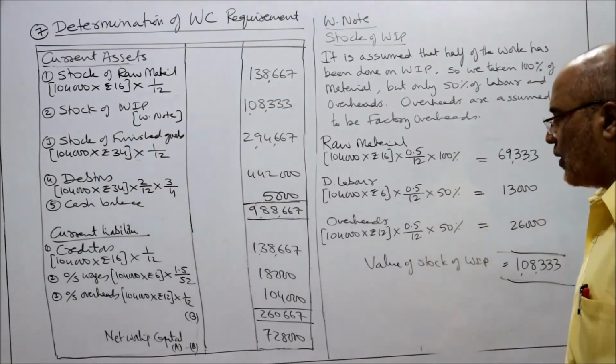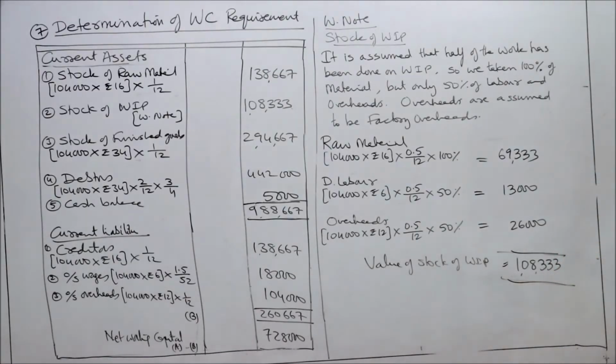So in this problem, the new points are outstanding wages, outstanding overheads, and creditors. Every problem will have these. So not much difference between this problem and the previous problem. One more new point we came across is debtors. While calculating debtors, we multiplied by 3/4 because it is given in the problem that 1/4 of the goods are sold for cash. So only 3/4 of the goods are sold on credit. That's all.